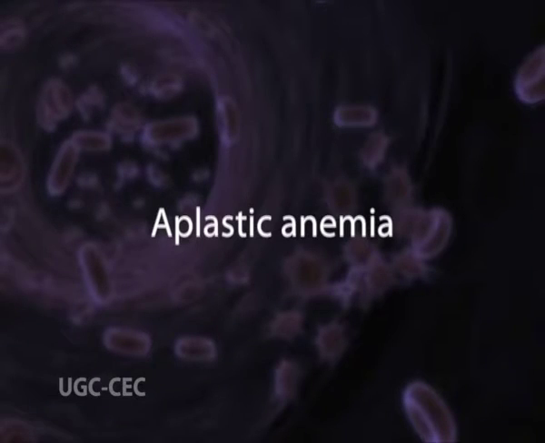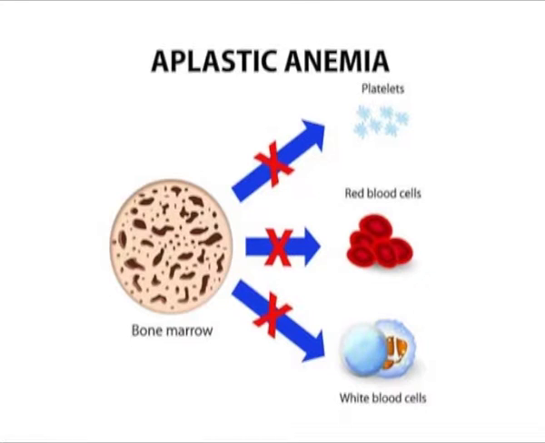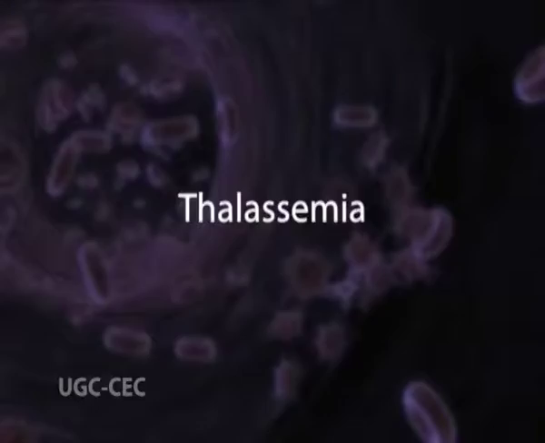Aplastic anemia. In this condition, the bone marrow does not produce enough blood cells. A viral infection, drug side effect or an autoimmune condition can cause aplastic anemia. Medications, blood transfusions, and even a bone marrow transplant may be required to treat aplastic anemia.